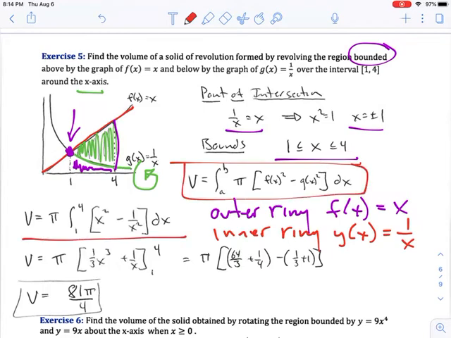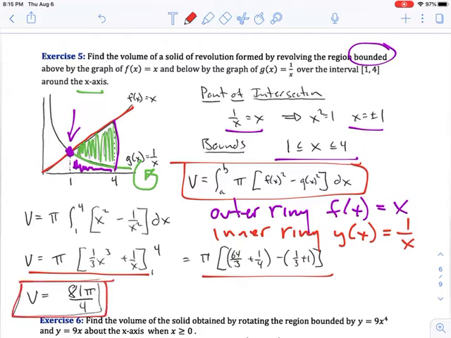The volume is equal to pi, integrated from 1 to 4, our outer ring, f of x squared, minus our inner ring, 1 over x squared, times that whole quantity times dx. Once you've got the integral set up, it is now just a matter of integrating. Integrating, we end up with this. Evaluating that at 4 and 1, we end up with this. And then we end up with the volume being equal to 81 pi over 4.